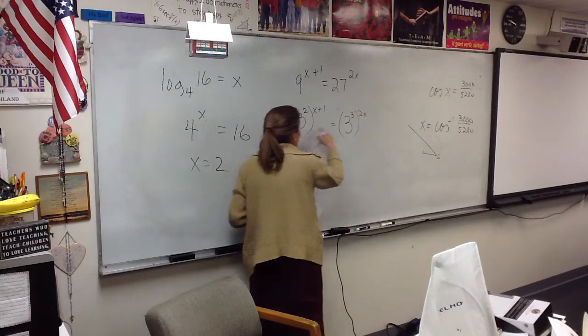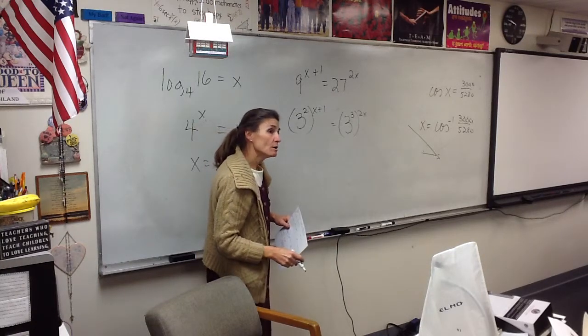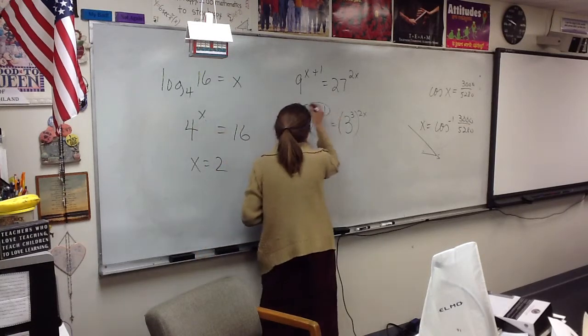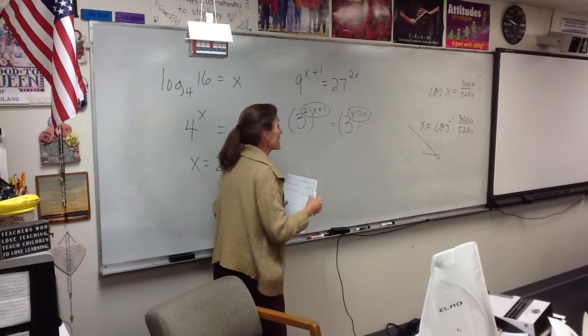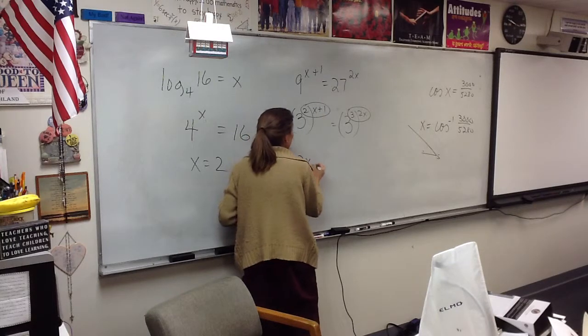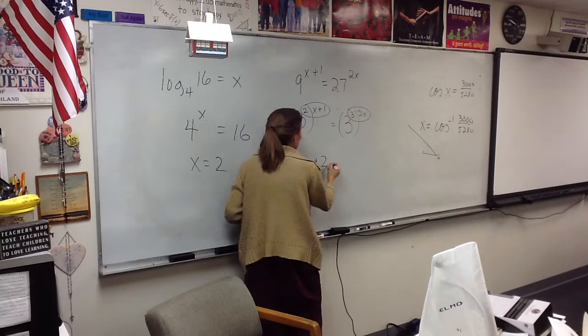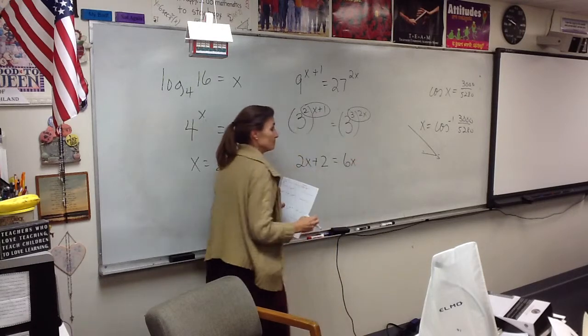Now that they are both 3s, what are we allowed to do? Set the exponents equal. But when you do that, you guys, be careful. What's this exponent? 2x plus 2. And this one is 6x.